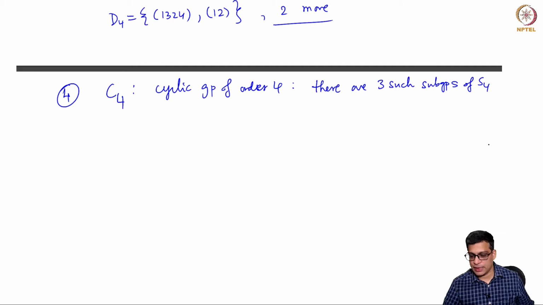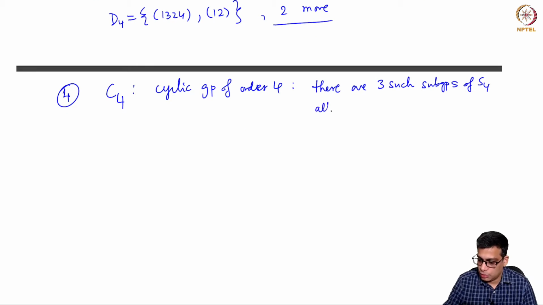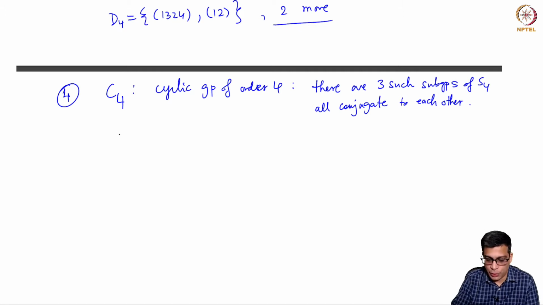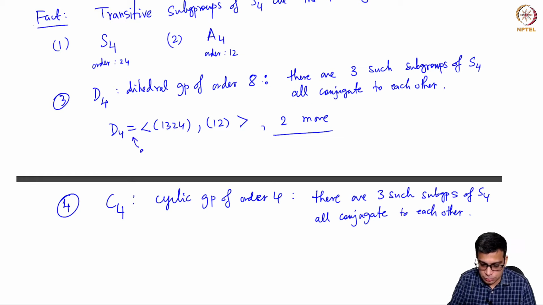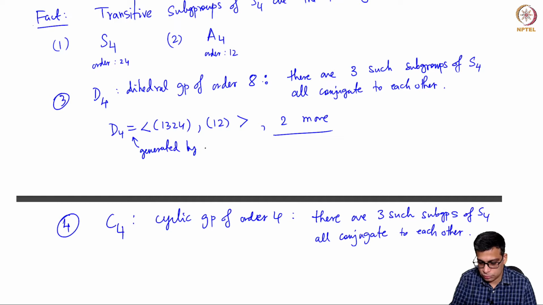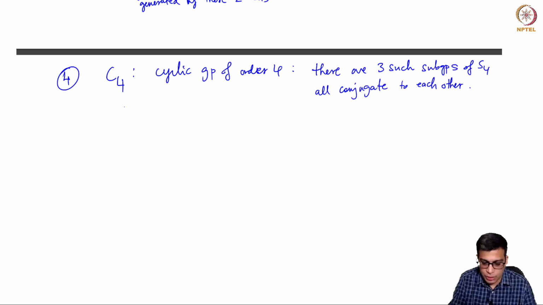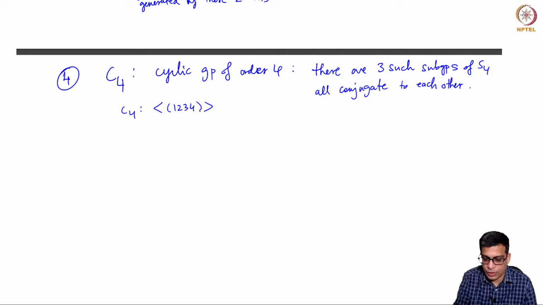So there are 3 subgroups of S4 isomorphic to the cyclic group of order 4, and they are all conjugate to each other. For example, you take one of them to be the group generated by these 2 elements. So you take those, and here of course you take any 4 cycle and you take the group generated by that. For example, this. So these are subgroups generated by the 4 cycles.